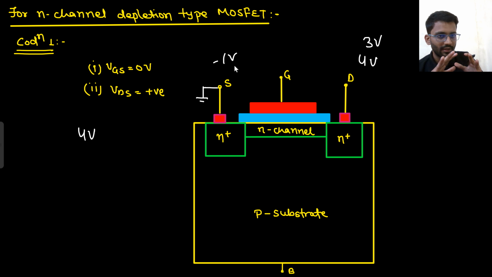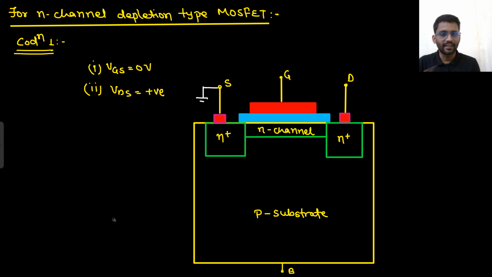This you can do, but for better understanding, we will take the source as a reference. We will always take the source as a reference in the complete lecture. That means the source will be shorted. So if I am saying that I am applying VDS to be positive, that means here I am applying a positive supply. If I am saying VGS is negative, that means this is also shorted.